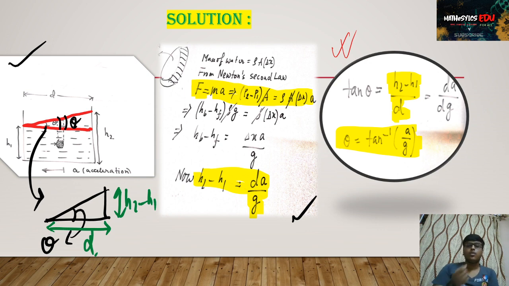Now, what is P2 and P1? In the previous line you can see that A and A are getting cancelled, so we don't need to worry about the cross section. So the cross section doesn't play any role in this particular problem.